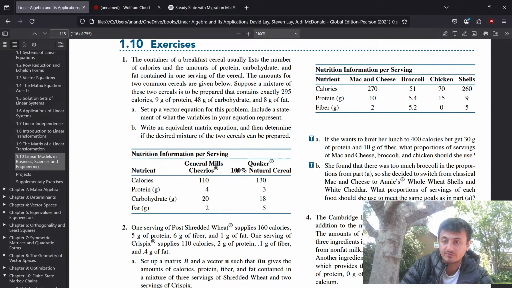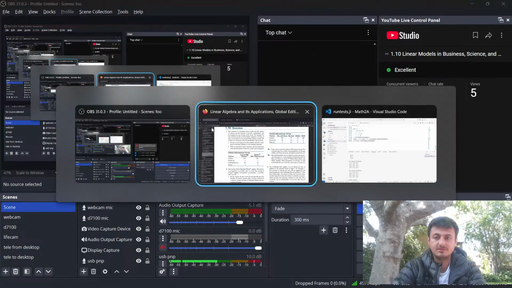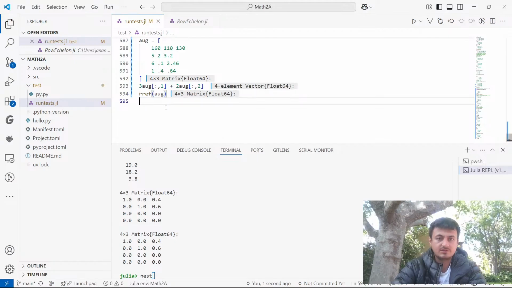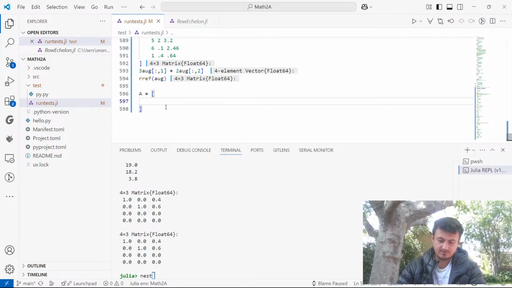Okay, and what did we want? The requirements for b was that she wants 400 calories. She wants 30 grams of protein, 10 grams of fiber. Okay, so let's do this. So we have A is equal to 270, 51, 70.